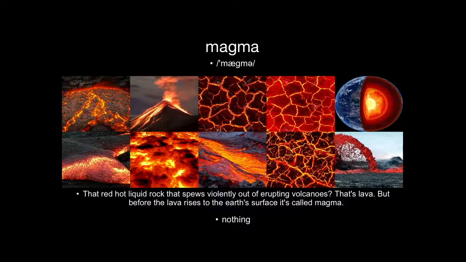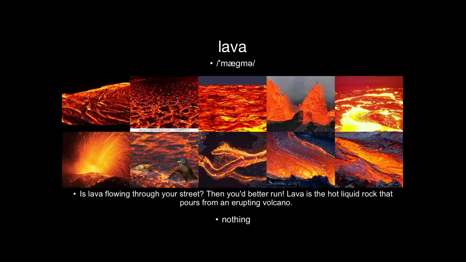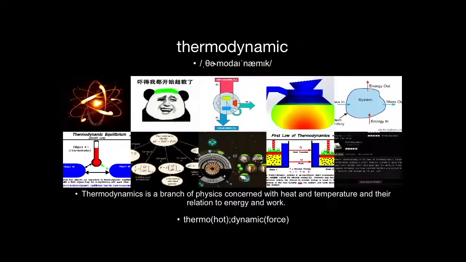Magma. That red-hot liquid rock that spews violently out of erupting volcanoes? That's lava. But before the lava rises to the Earth's surface, it's called magma. Lava. Is lava flowing through your street? Then you'd better run. Lava is the hot liquid rock that pours from an erupting volcano. Thermodynamics is a branch of physics concerned with heat and temperature and their relation to energy and work.